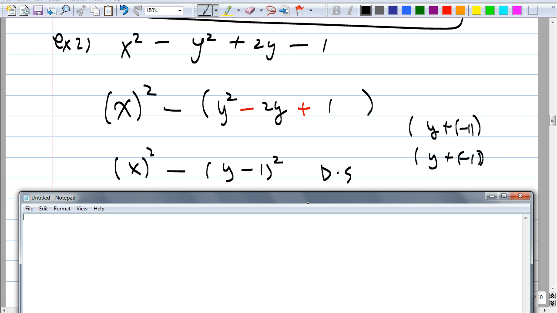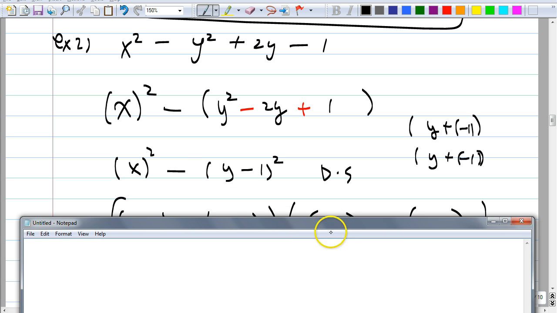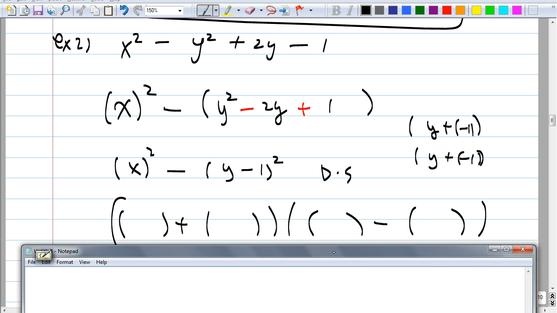So what's your a this time? Your a is? Yes. What's your b? Y minus 1, right? So who could tell me then, this difference of squares? Isn't this something squared minus something squared, which is something plus something times something minus something, right? That's what difference of squares is. And we know what our a and b are. Who could tell me how to do this now? Next step.